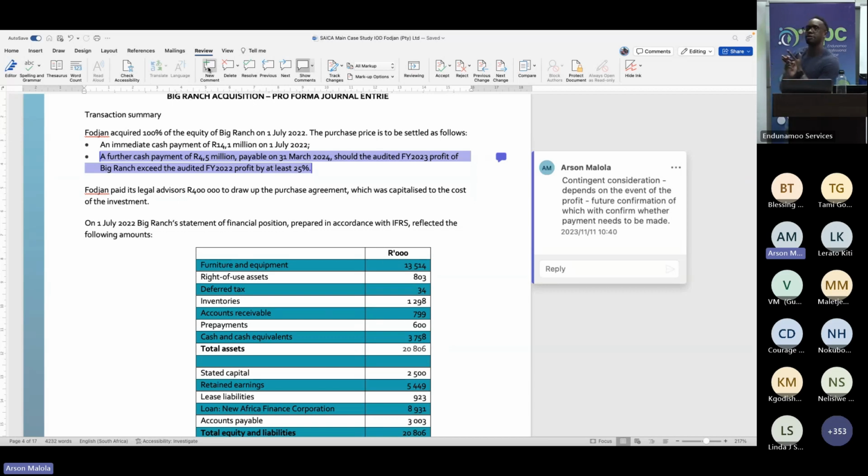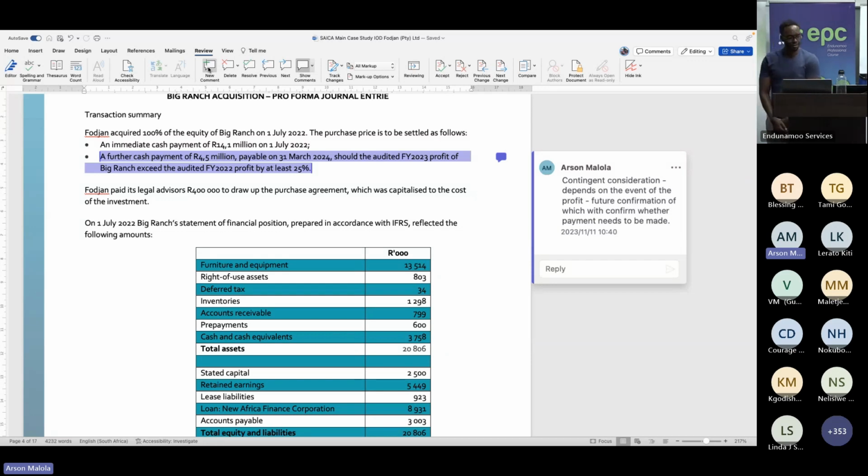Okay, so we've got contingent consideration. Now I have another question, which means we haven't met the depth requirement yet. We've identified it. We've said why. But now my next question is, so what? So what? In the room, in the hands. So what?